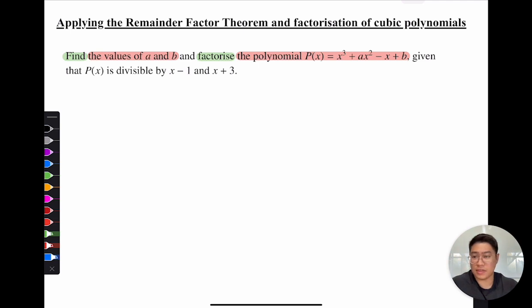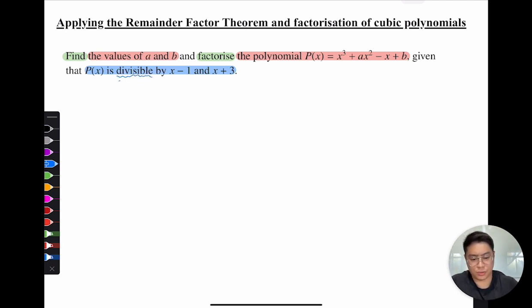It also says given that p of x is divisible by x minus 1 and x plus 3, which means that this here is what's given to us. This here is a circumstance or a condition or information given to us from the question. Now, next step here is to look at this information that's been given to us in blue and break down further what it means. So what does this infer?